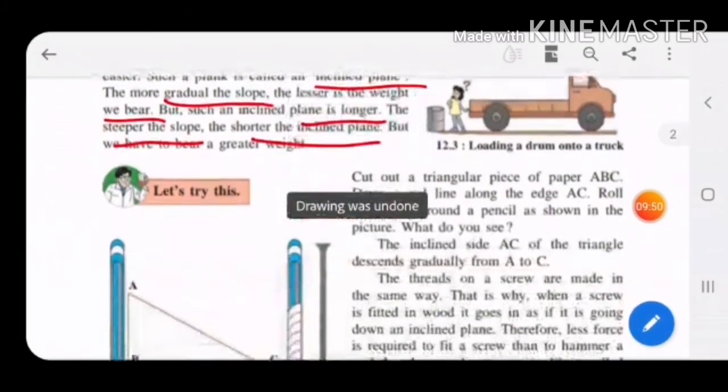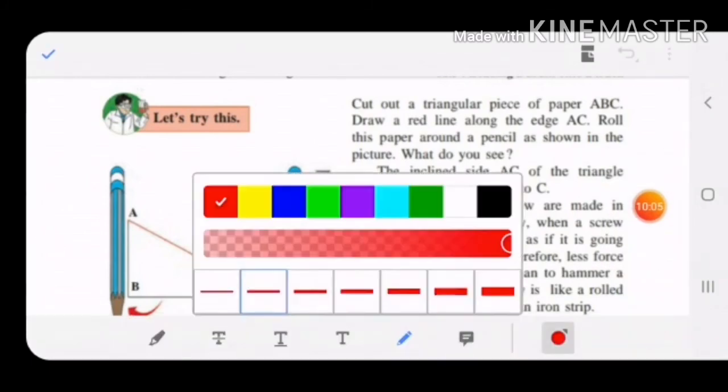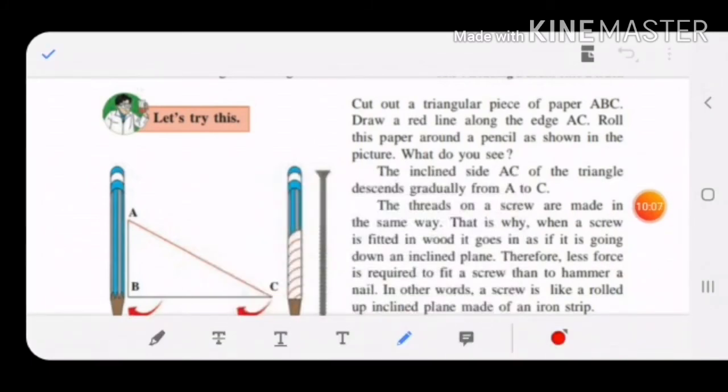So let's move further. Cut out a triangular piece of paper ABC. Draw a red line along the edge AC. Roll this paper around the pencil as shown in the picture. What do you see? Children, you have to take a piece of paper, cut it in a triangular shape, and draw a red line along the edge AC like this. And then you have to roll it on the pencil like this.